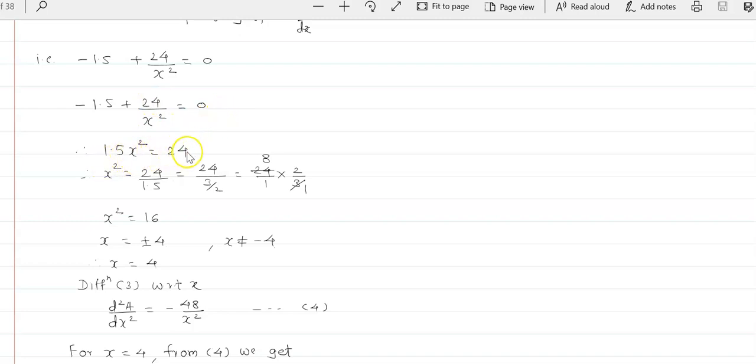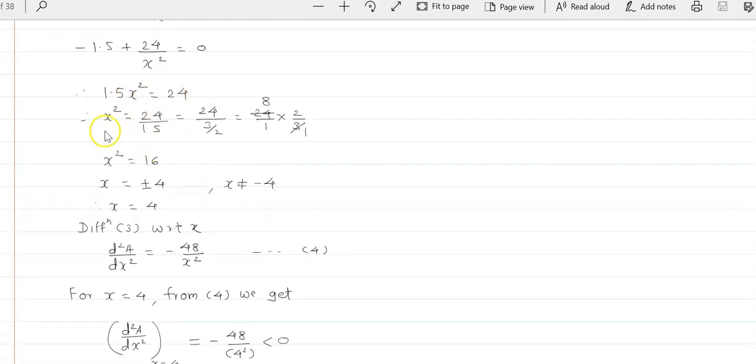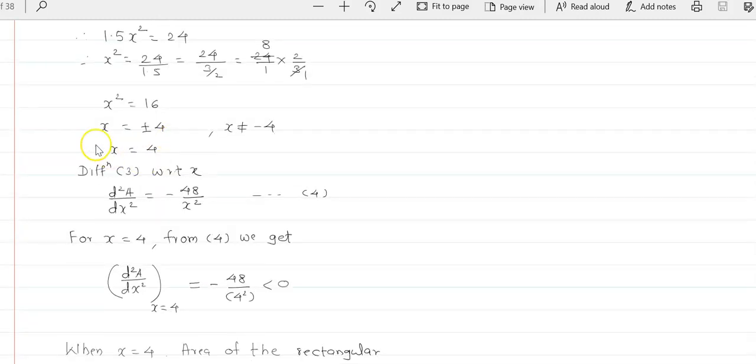Then if you simplify it, you will get 1.5 x squared is equal to 24. That is x squared is equal to 24 upon 1.5, which is nothing but x squared is equal to 16. Therefore, x is equal to plus or minus 4. We cannot take x equal to minus 4, because a linear length is not negative. Therefore, x is equal to 4.